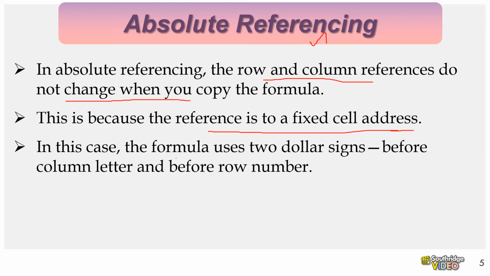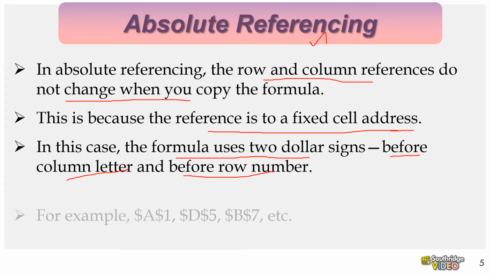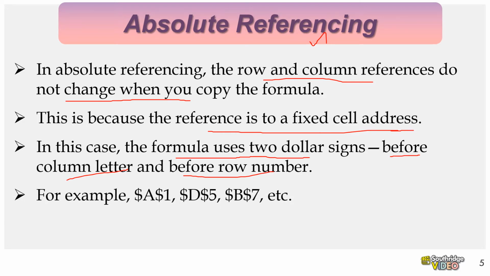So the formula uses two dollar signs, that is before the column letter and before the row number. So row is always a number and column is always a letter in Excel, right? So before the row and column, you have to mention dollar signs. For example, like this. In the previous case, we have seen just A1 or A2 star, that is different, that is an operator. For multiplication, you are using that star.